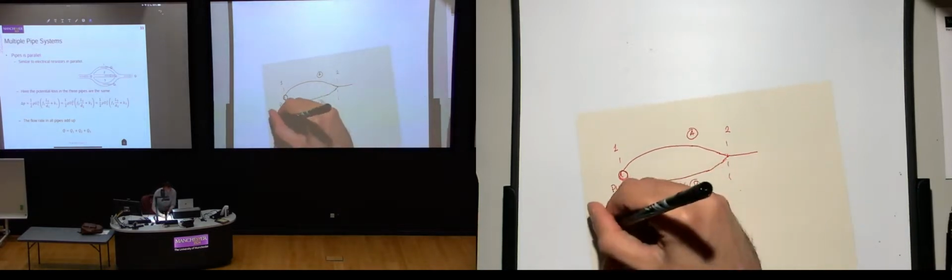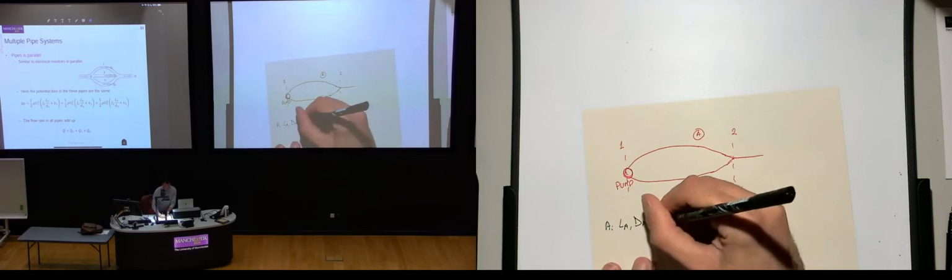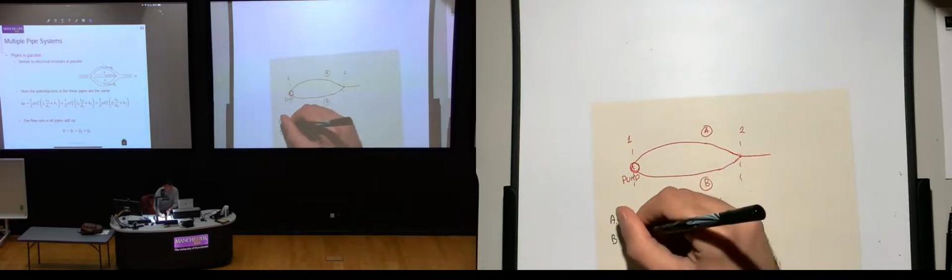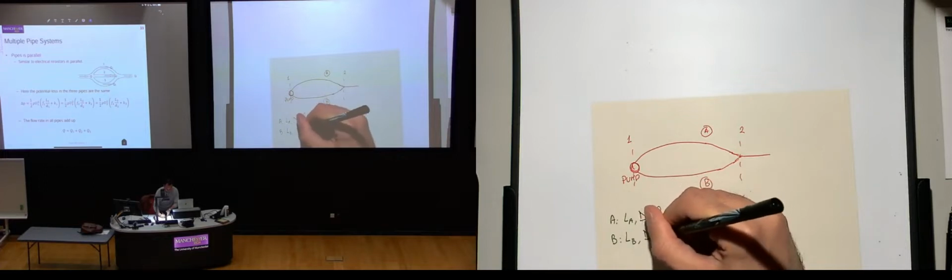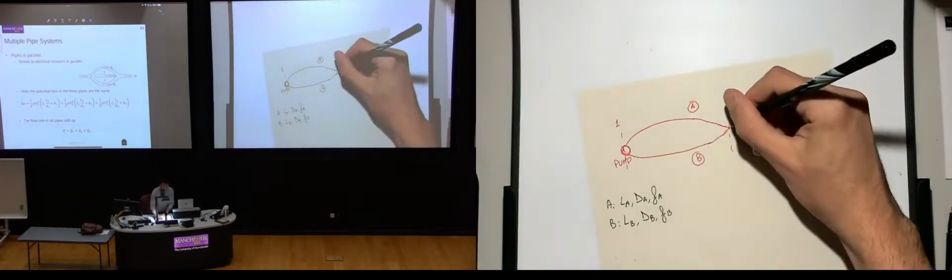Pipe A has a certain length, a certain diameter, a certain friction factor. Pipe B has a certain length, a certain diameter, and a certain friction factor. I might be very kind and tell you to neglect minor losses. It means that the K factors are not present in your problem. I would like to know the flow rate at the point 2 here.